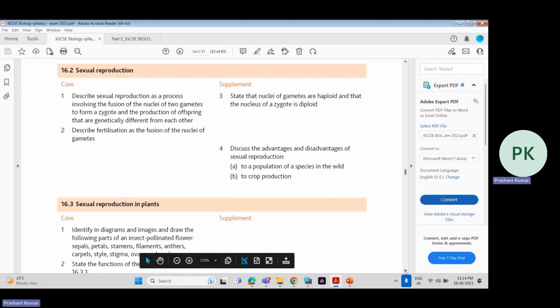After this, we'll talk about sexual reproduction, where we'll discuss the process. Then we'll discuss fertilization. Then we'll discuss the gametes, why they are haploid and how the zygote becomes diploid. Then we'll discuss the advantages and disadvantages of this kind of reproductive process.